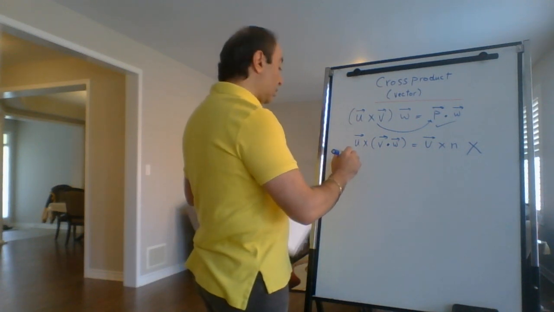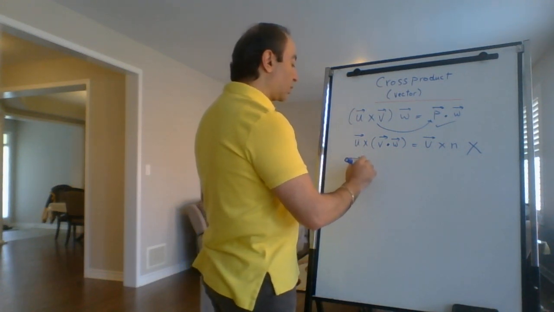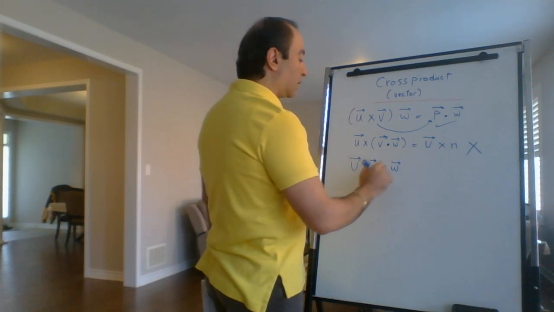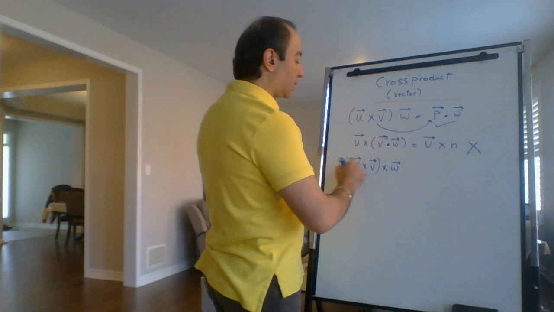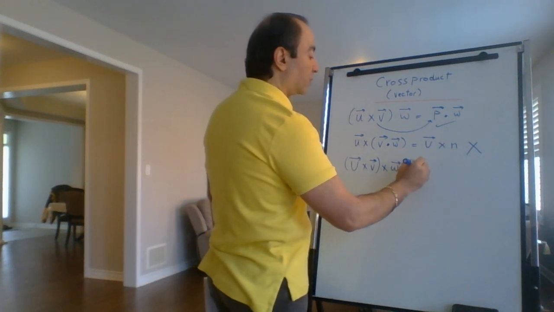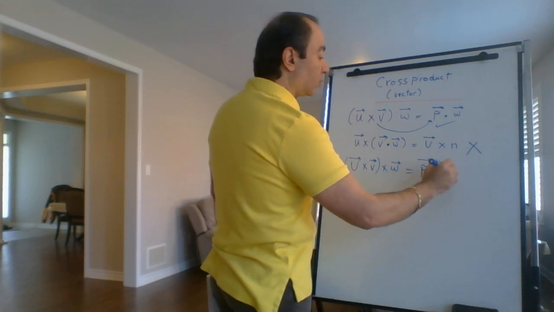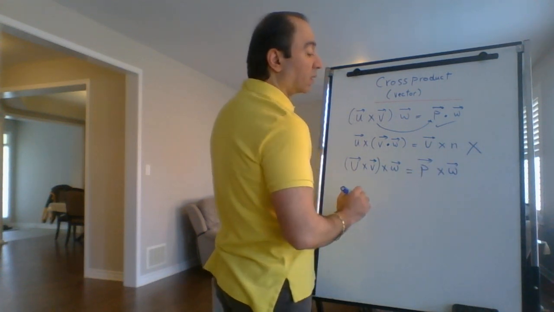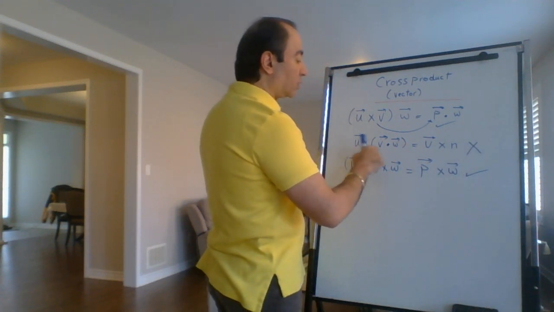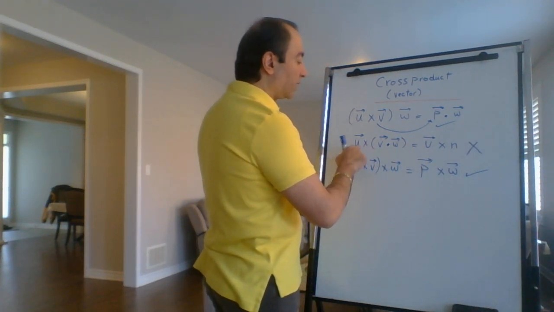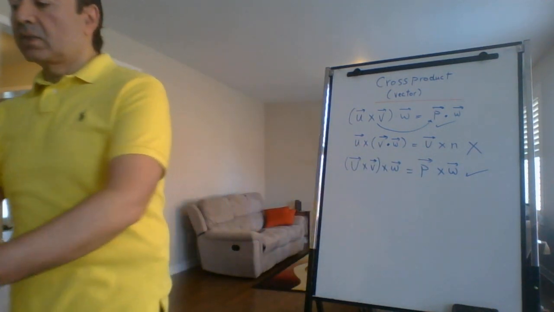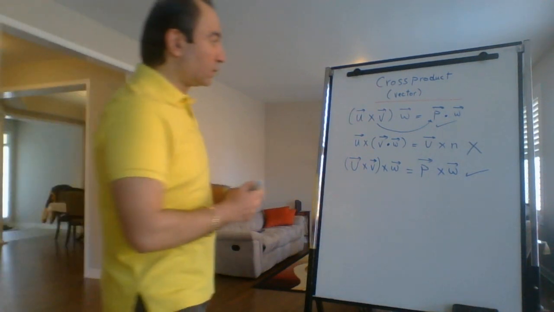Okay, what about u cross product v cross product w? I can do this cross product, it will give me a vector, and then I can do vector cross product another vector. So this is yes. So I cannot do cross product between a vector and a number. So this is not a valid operation. Okay? So this is the first thing I want to do in this video.